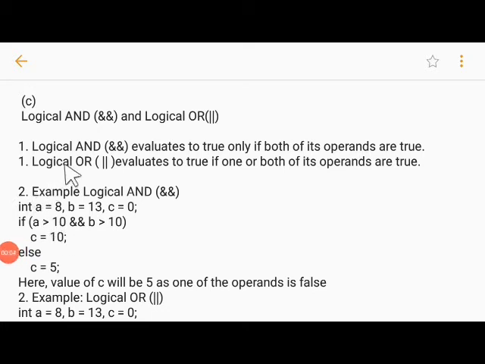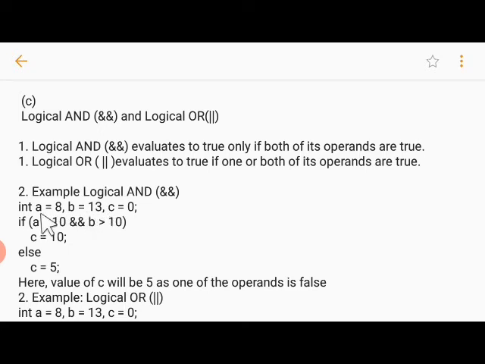now the difference between logical AND and logical OR. You can see the logical AND sign is the double ampersand sign. Logical OR is the double pipe sign. So students, logical AND evaluates to true only if both of its operands are true. You can understand this in the second difference. There is an example of logical AND. It has 3 variables a, b, c, of int type, and they have the values 8, 13 and 0 respectively. A has 8, b has 13 and c has 0.